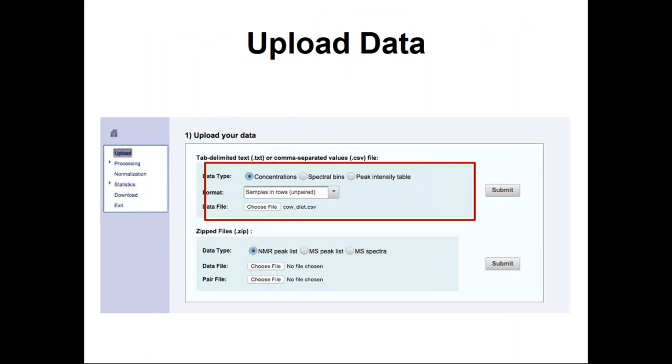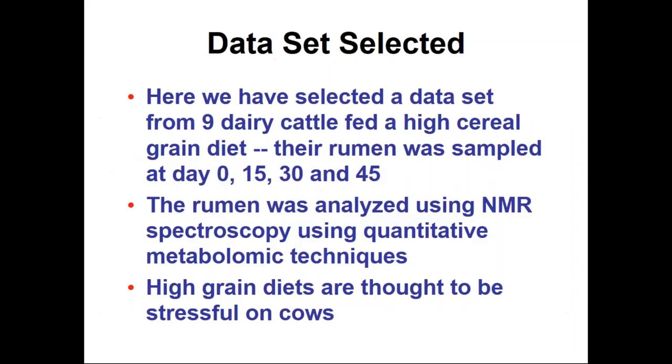So in this case, we're uploading some data, and it's asking for how it's formatted. In this case, we actually have concentration data, so we have tables of concentrations and metabolites. And in this case, we've got samples in rows and concentrations in columns. The data set we have is, I'll call it a semi-synthetic data set. It's real data, but I've sort of recast it to make it more relevant to a time series.